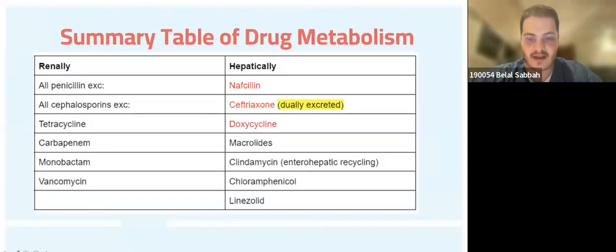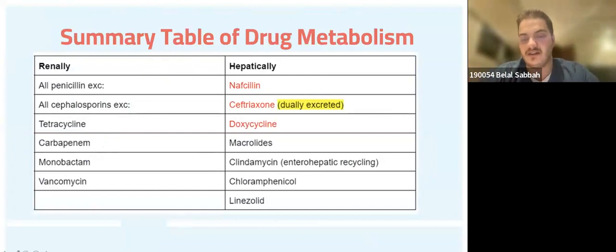All right, thank you. Guys, if I'm being too quick, please let me know, okay? So this is just a nice little table I put together for you guys of the drug metabolism. As you can see, the renal ones are here, the hepatic ones are here. A nice thing I want you to remember is ceftriaxone is dually excreted, which, out of all the cephalosporins, is the only one that is dually excreted.